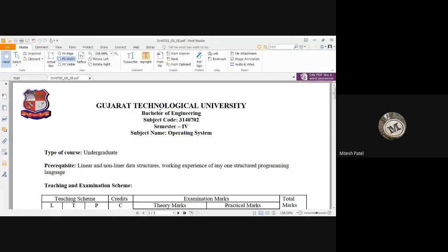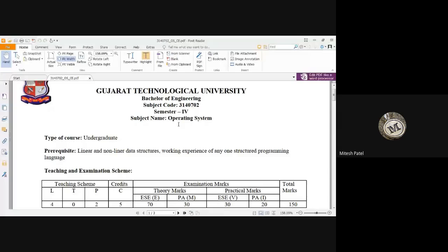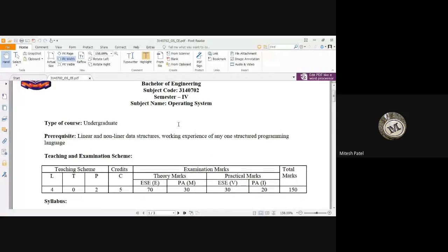So, in the fourth semester, did you introduce this subject? The subject name is operating system and the subject code is 31400702. This type of course is undergraduate, UG. You are going to learn this subject, operating system. Now, the prerequisite, it means what is the fundamental requirement to learn this subject, that is linear and non-linear data structure and working experience of any one structured programming language. These two things you require.